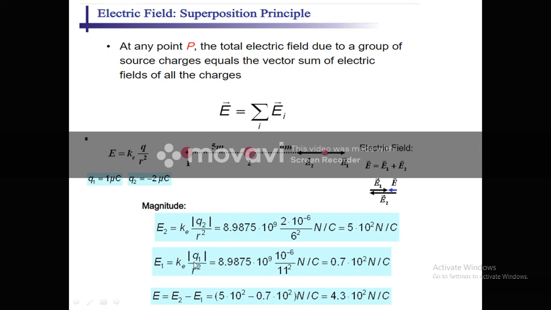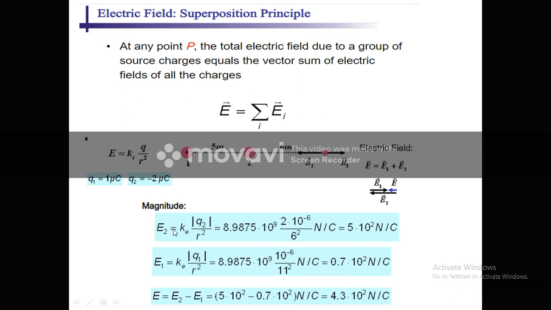E1 is K Q1 over R square, this is K. Now we have 1 microcoulomb, so 1 into 10 to the power minus 6, and the total distance is 11 meters. Now 5 plus 6, so 5 plus 6 is 11 meters. So you will get this.